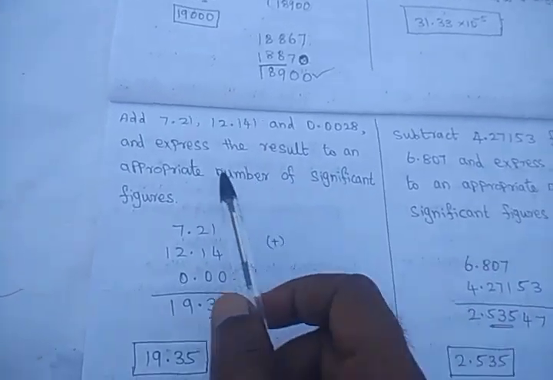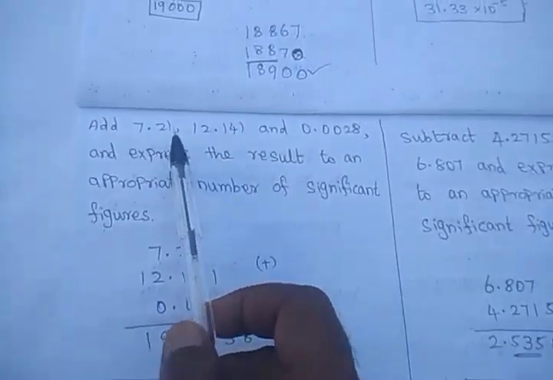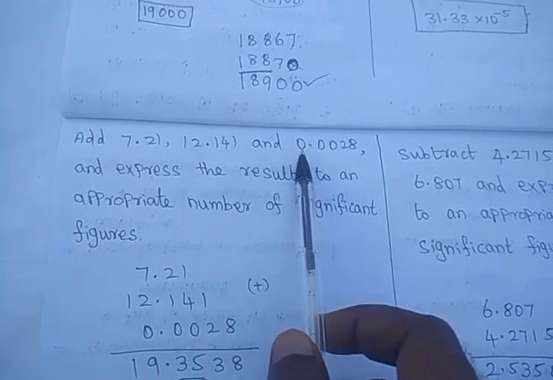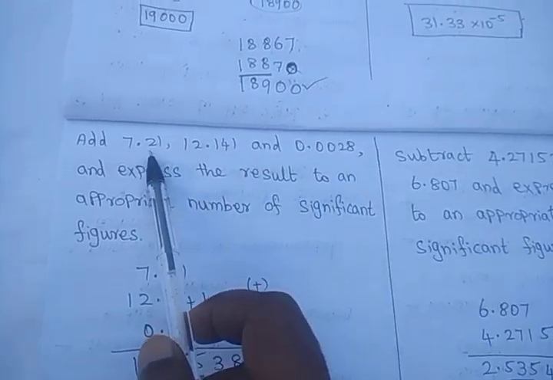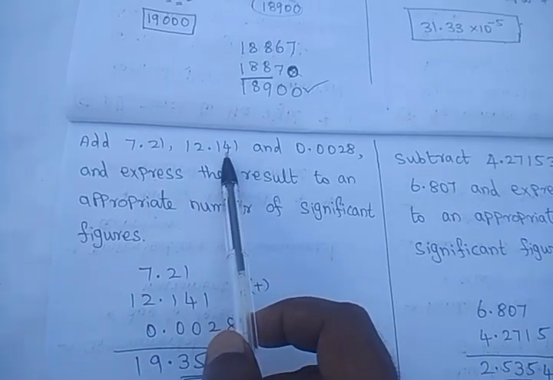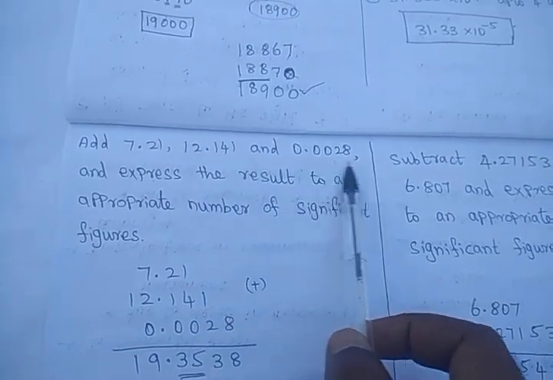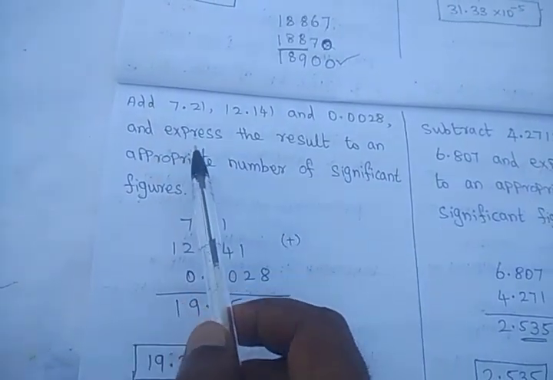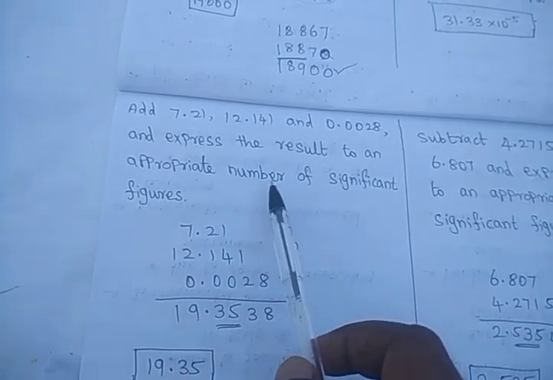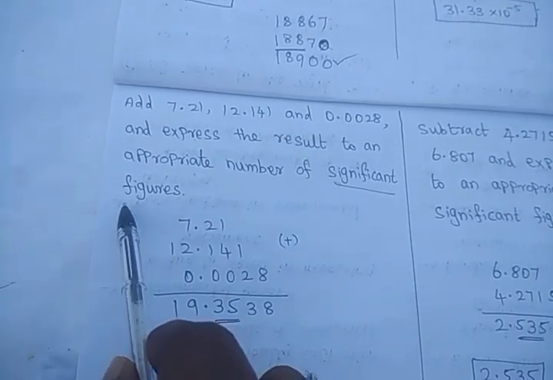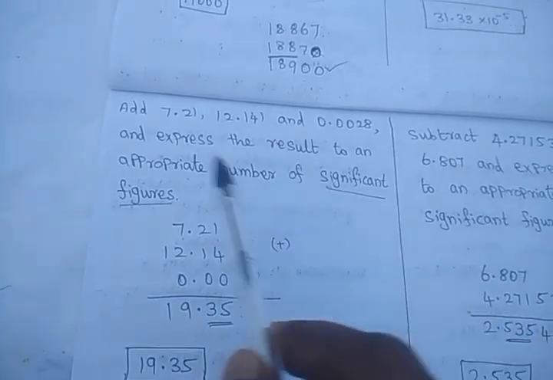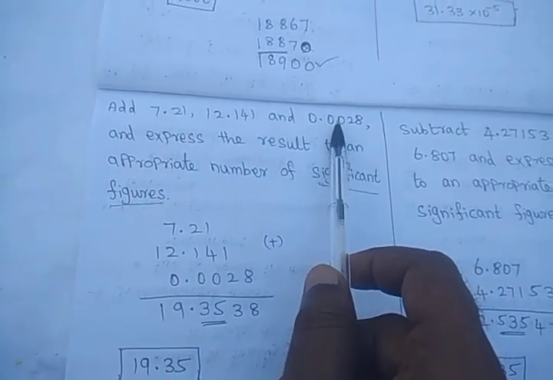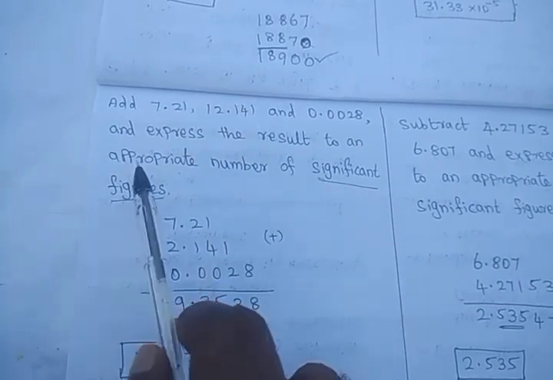The next one, we may round off after adding. They are giving 3 numbers: 7.21, 12.141 and 0.0028. After the decimal point, the first has 2 digits, the second has 3, and the third has 4. Just add them. The question is to express the result in appropriate significant figures. So what does appropriate significant figure mean? Among these 3 numbers, the one which has the lowest significant figure is the appropriate one.